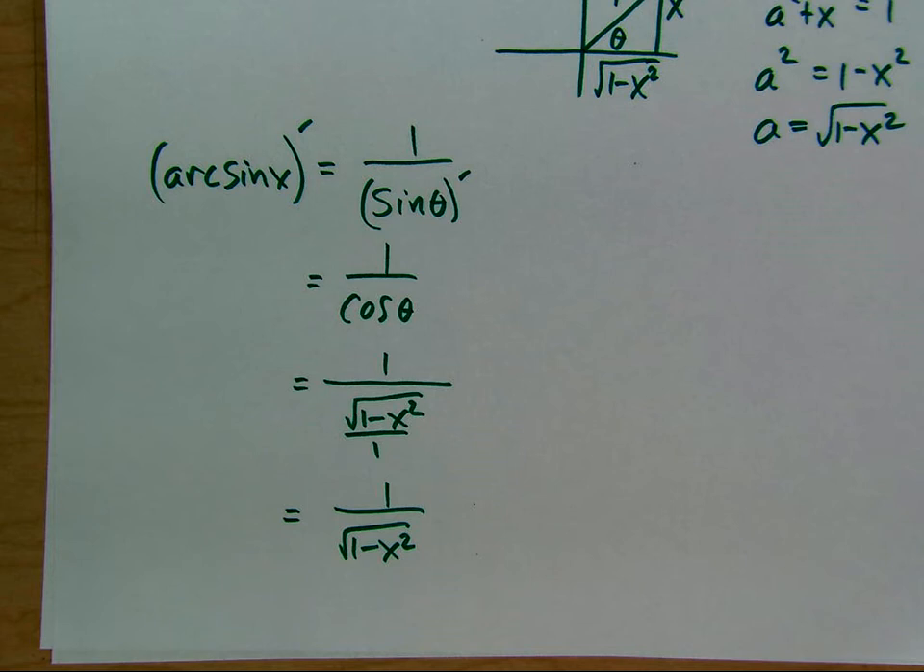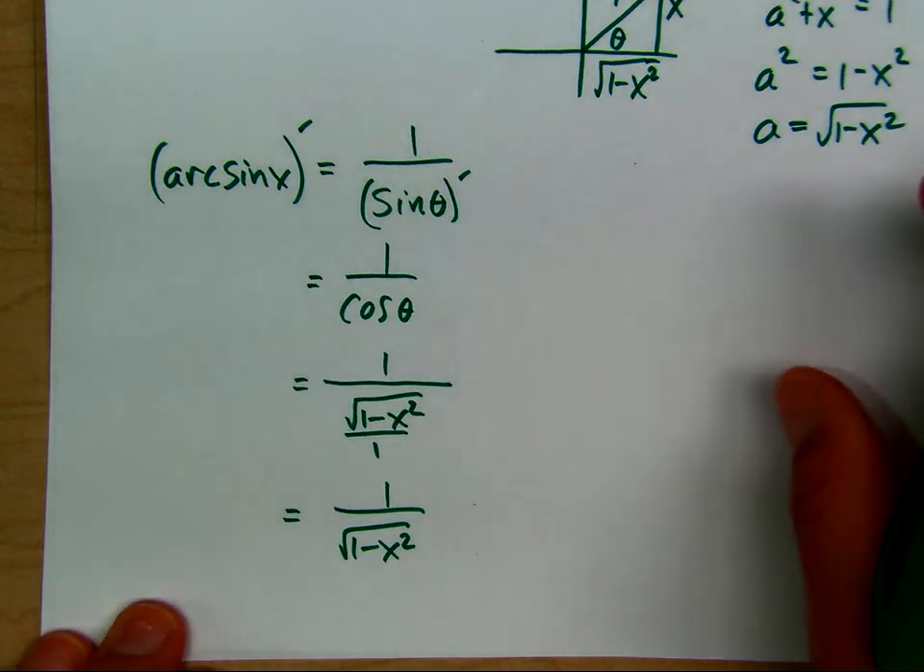Arctangent and arcsecant can be found in a similar way. Let's just look at the formulas, and we'll just have to memorize the formulas.